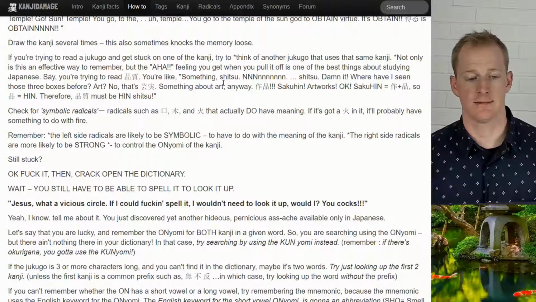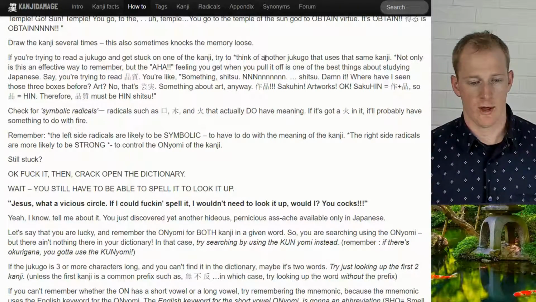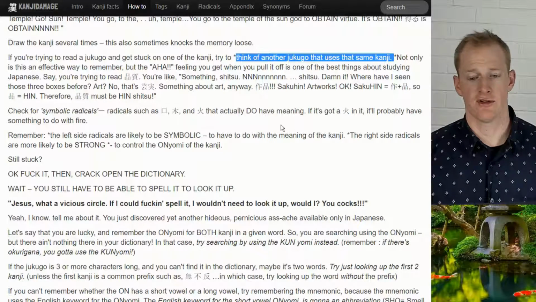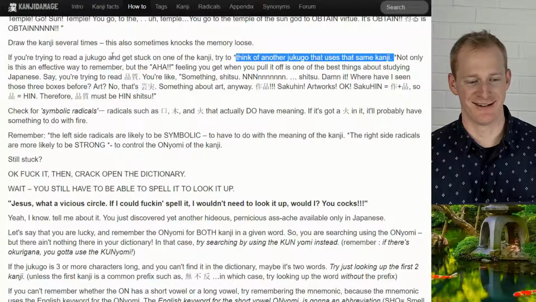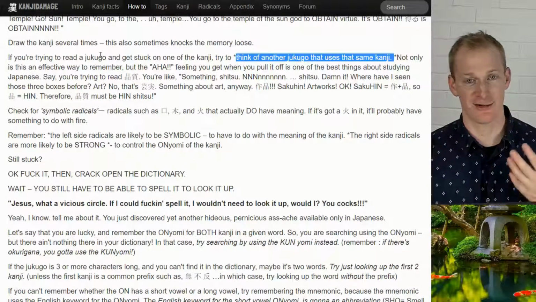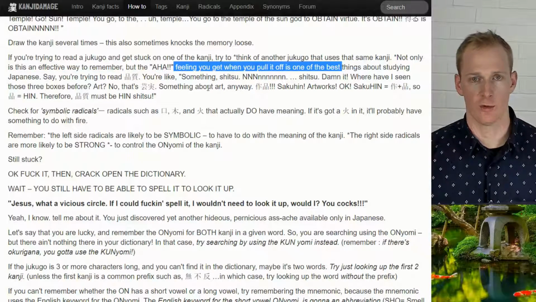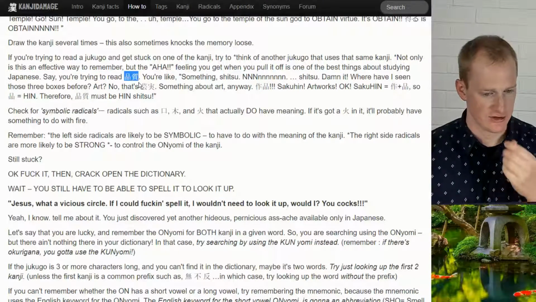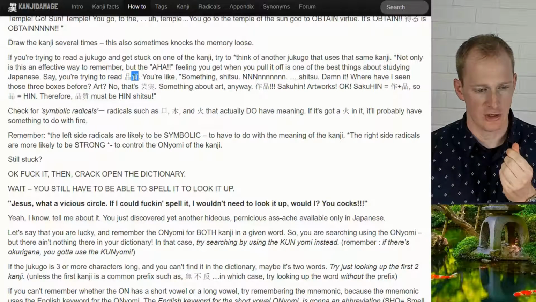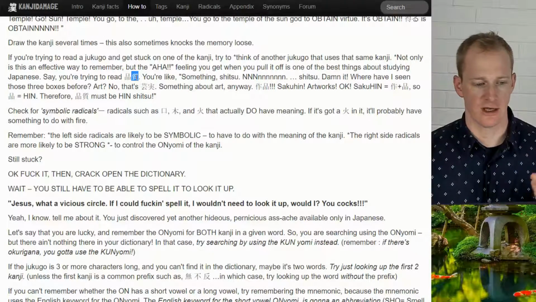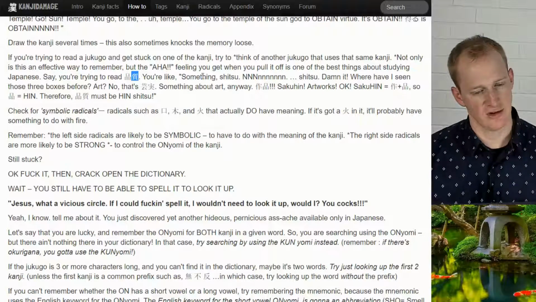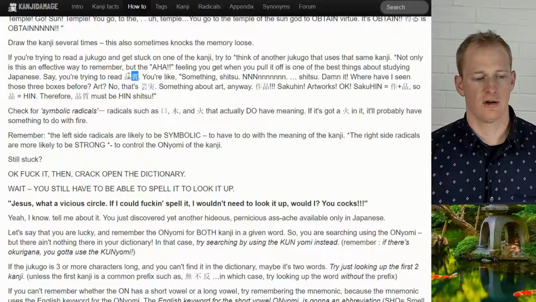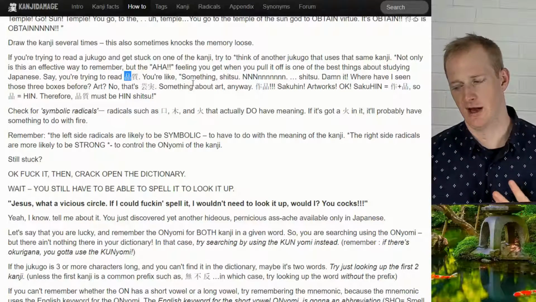So what if none of these had worked? What else can we do? Well, you want to think of another jukugo that uses the same kanji. Now, again, we're starting to get into a very low percentage of success, but this can work. Just say we get this kanji, and you can't read the first one, but you can read the second one. You know that this is shitsu, so you're like, okay, it's something shitsu, I have no idea what it is. So you're going to go, well, where have I seen this kanji before?